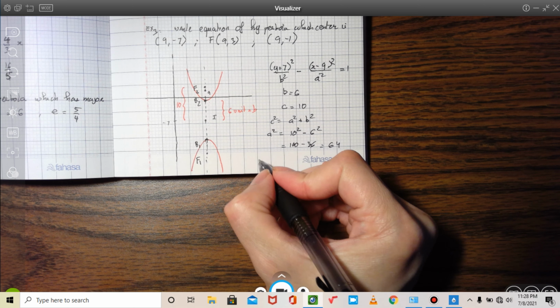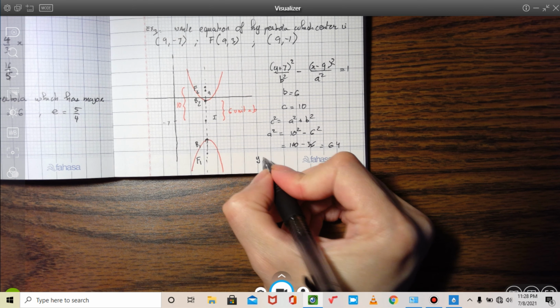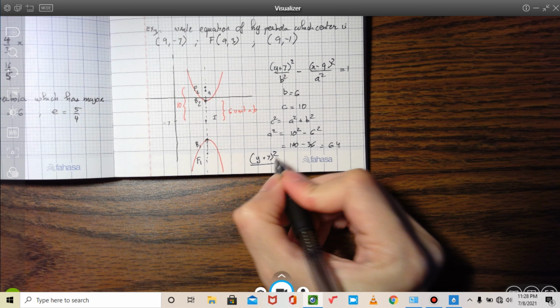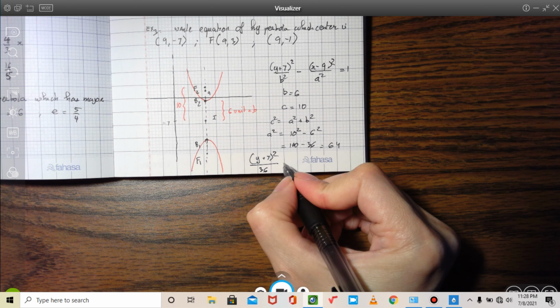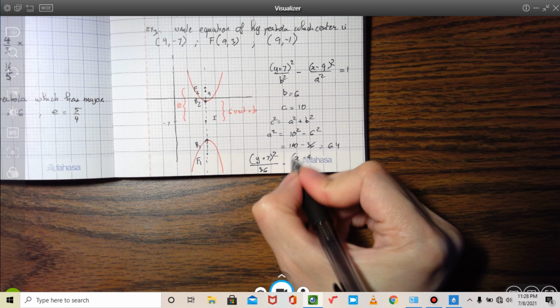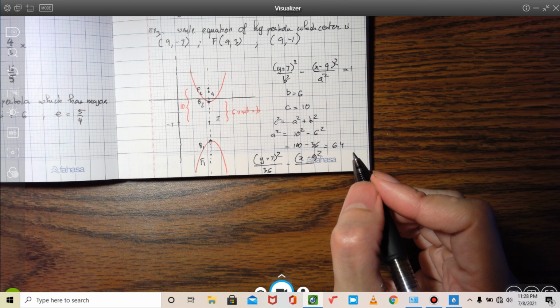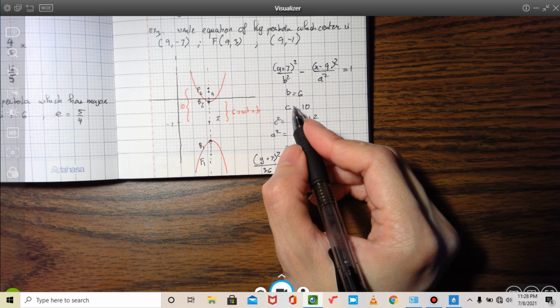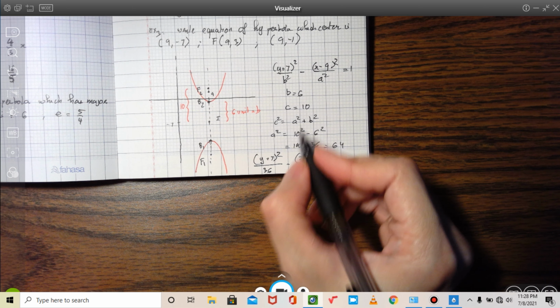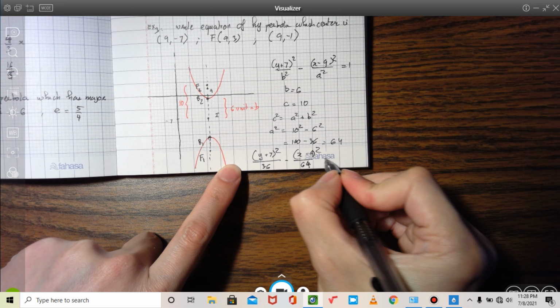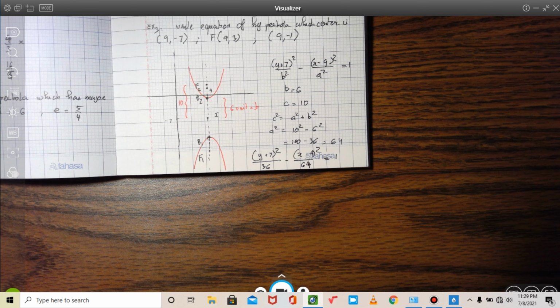So my equation will be (y + 7)^2 over 36 minus (x - 9)^2 over equal... Oh no, I'm sorry. This b^2 is 36, a^2 is 64. Yes, so it's good. I thought I got it right. Equal 1. There you go.